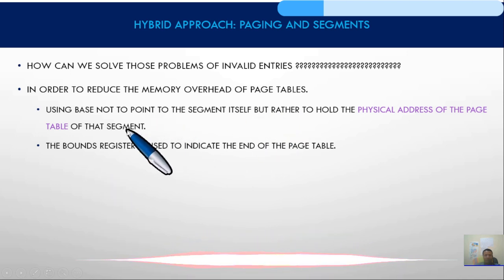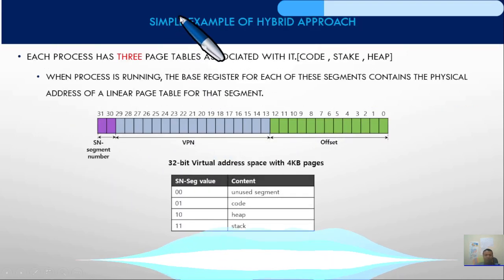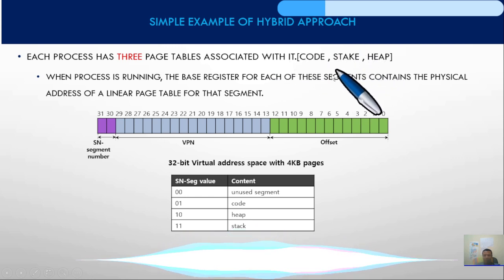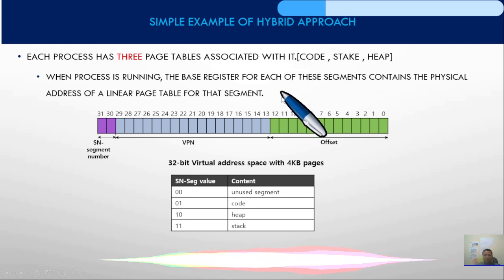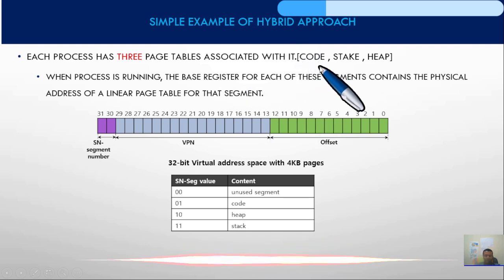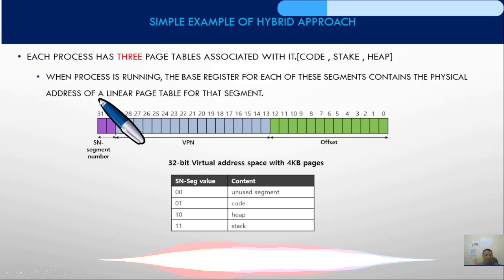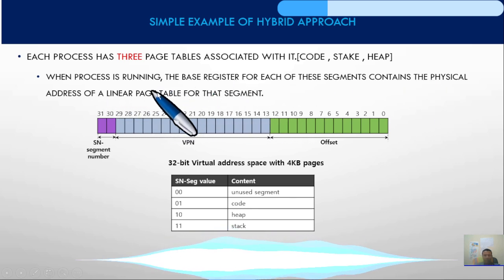So this is the idea. A simple example of the hybrid approach: let's say each process has three page tables associated with it. For example, we have the code, the stack, and the heap, so three page tables. And when a process is running, the base register for each segment contains the physical address of a linear page table for that segment.